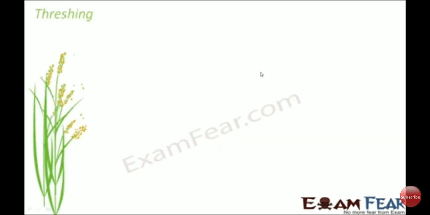So let us now talk about the next separation process, that is threshing. So what is threshing? It is the process of separation of grains from stalks. Now normally if you look at a field, let's think of a paddy field, from where we get the rice grains. Do you directly get rice grains from the plant?